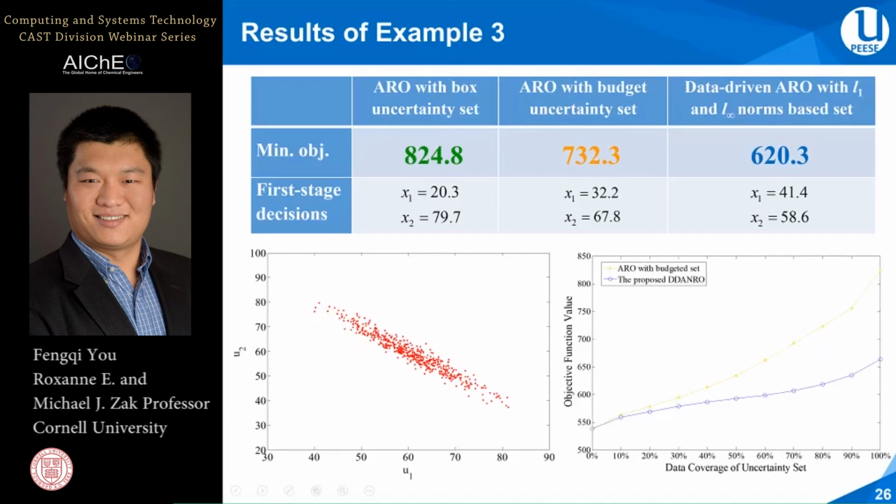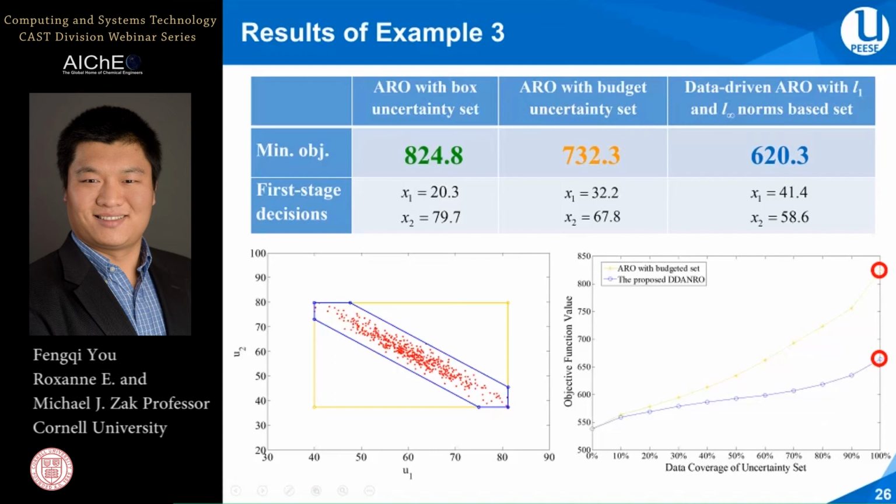What you can see here is the yellow line is the objective value for the robust optimization based on the budget set, and the blue line is the objective value for the data-driven adaptive robust optimization we proposed. In all these cases, the data-driven one always gives you better, or I would say less conservative, solutions that hedge against the real uncertainty. In particular, you may be interested in these two extreme points, covering 100% of uncertain data.